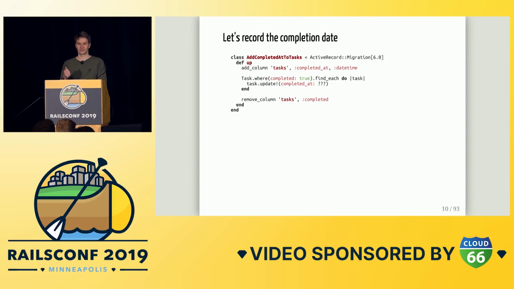Now, what should that value be? Should it be the current time? Could it be the epoch time? That data is basically lost, right? We don't know what the completed_at timestamp is. So we might just use the updated_at timestamp. That's the closest we might have. But still, that's not perfect.